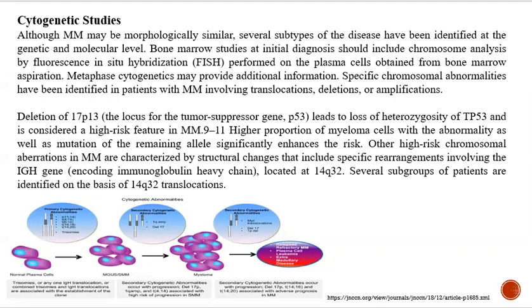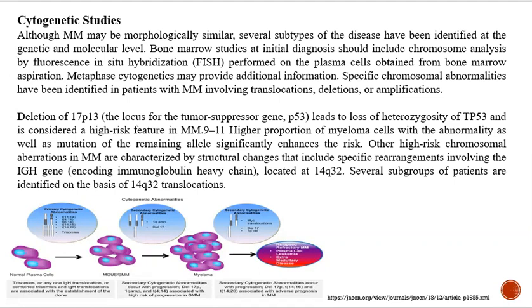level. Bone marrow studies at the initial diagnosis should include chromosome analysis by fluorescence in situ hybridization performed on the plasma cells obtained from the bone marrow aspiration. Metaphase cytogenetics may provide additional information. Specific chromosomal abnormalities have been identified in patients with multiple myeloma, involving translocation, deletion, or amplification.